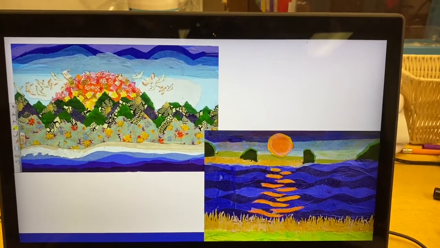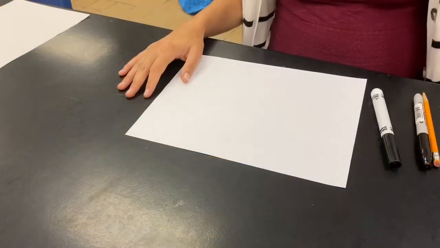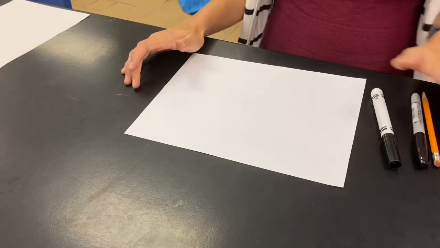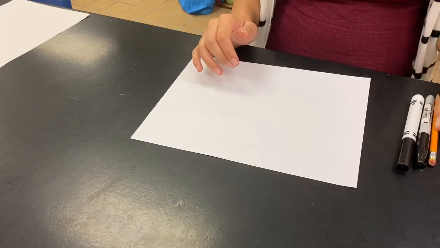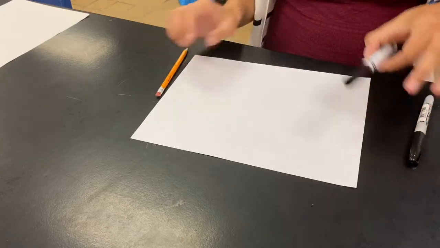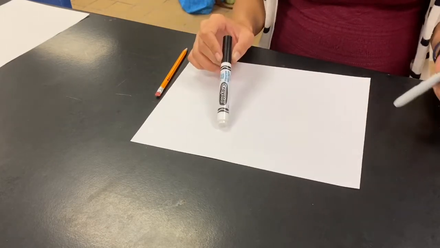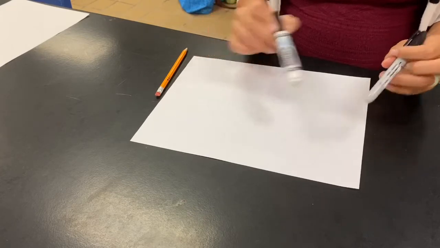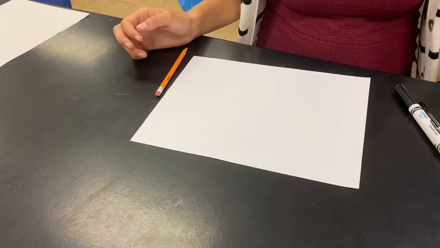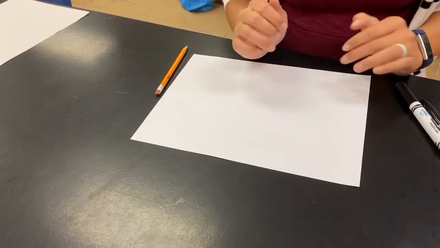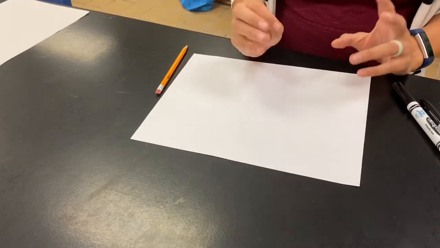So let's go ahead and get started with ours. Okay, so we're gonna go ahead and get started. So what you're gonna need is just a plain piece of computer paper, a pencil to start, and then you're either gonna need a black marker or a Sharpie. Doesn't matter, whichever you have at home works. You can also use a black crayon for this. You're just gonna want a black outline of your drawing. It's gonna help it really pop.